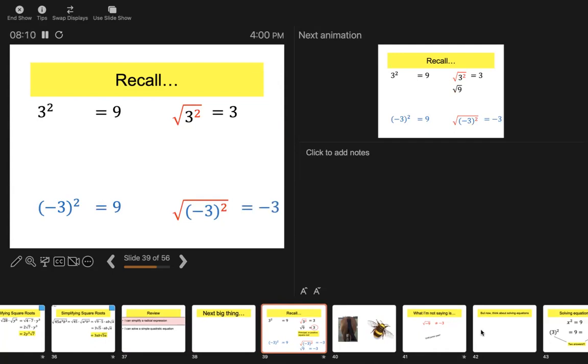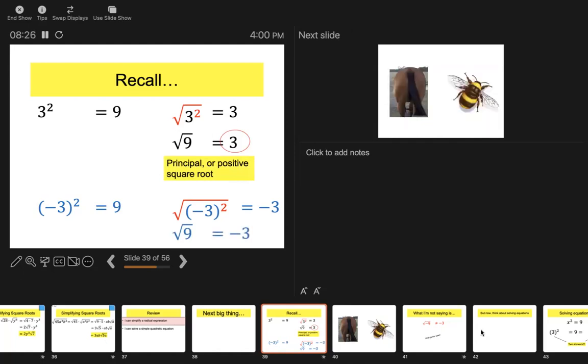So let me get this straight. The square root of 9, ask yourself what 2 numbers multiplied together are 9. And well, 3 is definitely one of those numbers. And we call that one the principal or the positive square root. But the square root of 9 could also equal negative 3. Because negative 3 squared is 9.